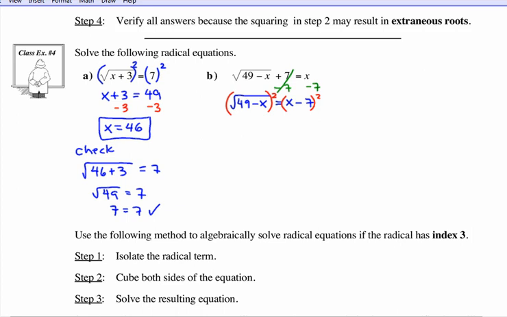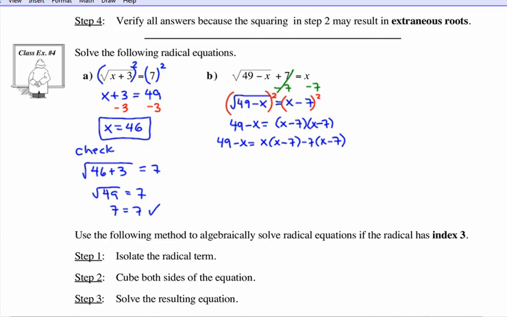Okay, so that gives us 49 minus x equals. Now here we have a binomial times a binomial, so we have to expand that out. Now it is a perfect square, and so there are patterns, but it's kind of safer just to go the old-fashioned route, to write it all out. But we'll talk about the pattern in a second.